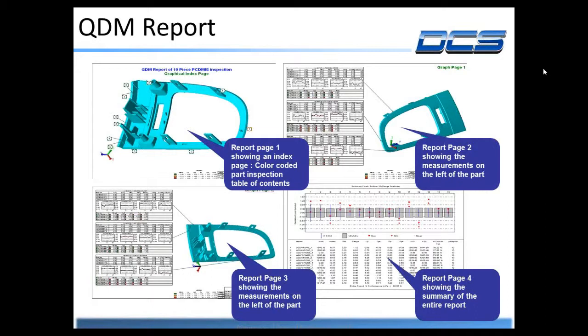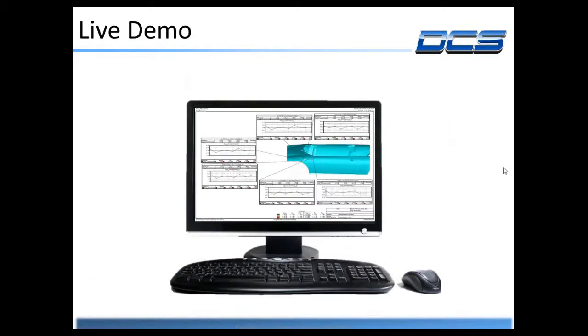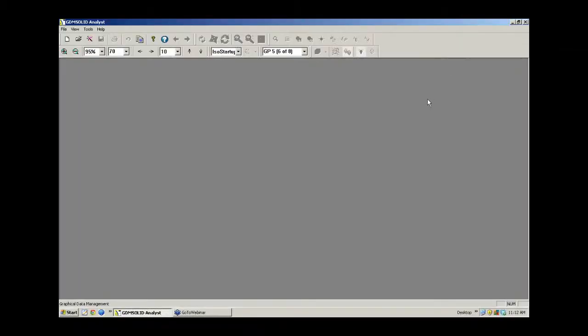Fantastic. So whenever I create a report, I get my index page, I get my chart pages, and then I get my summary page at the end. Yes. Fantastic. So why don't you show us that real fast, how quickly you can create a report from some data and some CAD information. So I'm going to pass the presenter over to Jamie Dutton, so he can show you on QDM 3D. Okay, can you see my screen?